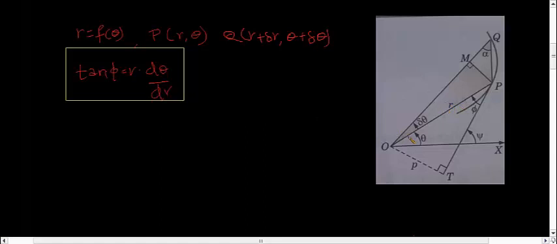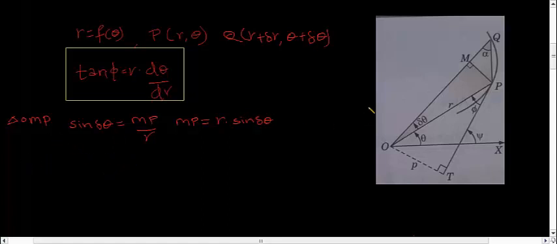Now let us consider this triangle OMP. In this triangle, what is sine of delta theta? Sine of an angle is equal to opposite by hypotenuse. Here the opposite side is MP and the hypotenuse is r. So it is MP divided by r. You can write this as MP equal to r into sine of delta theta.